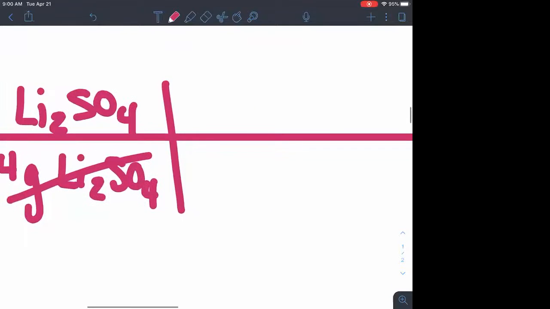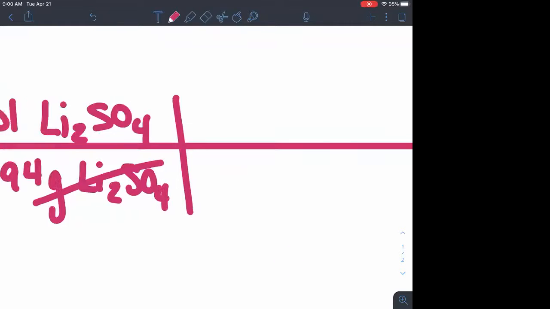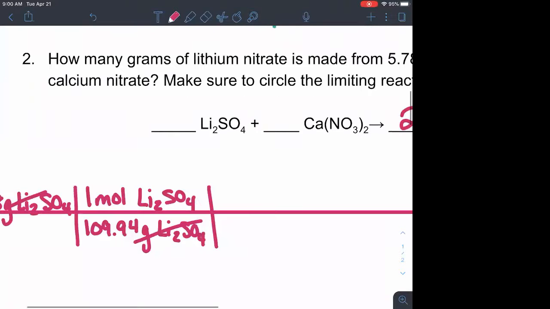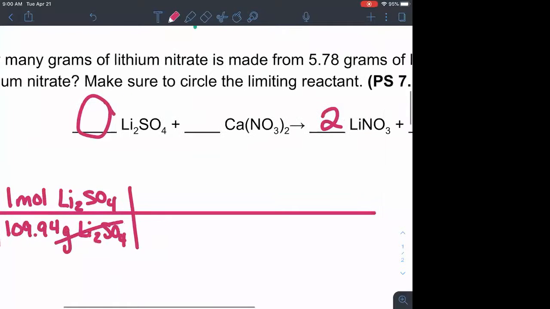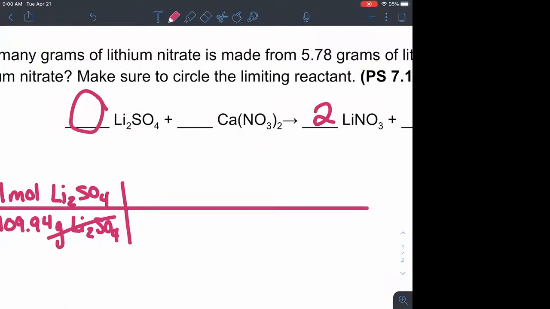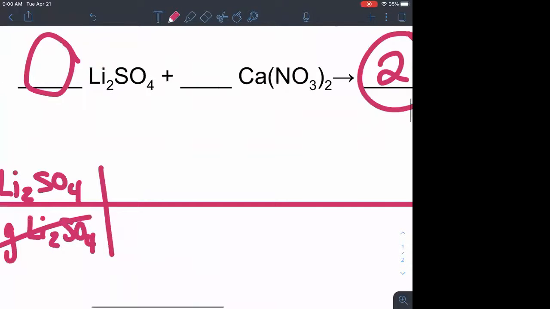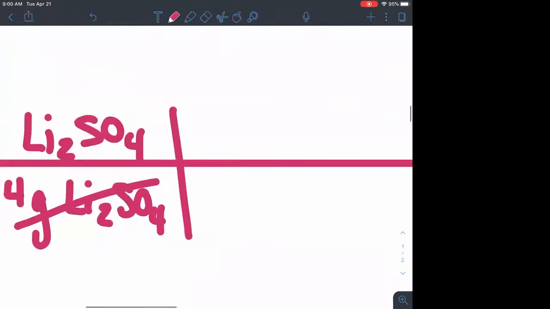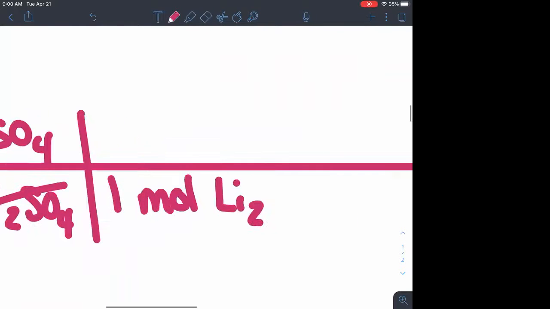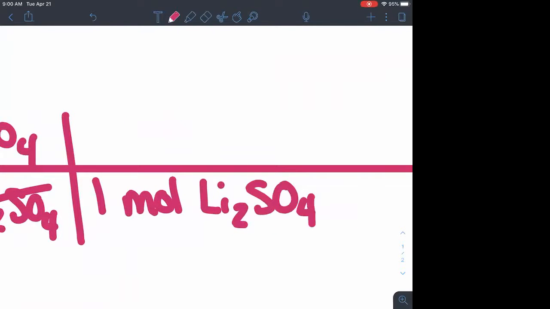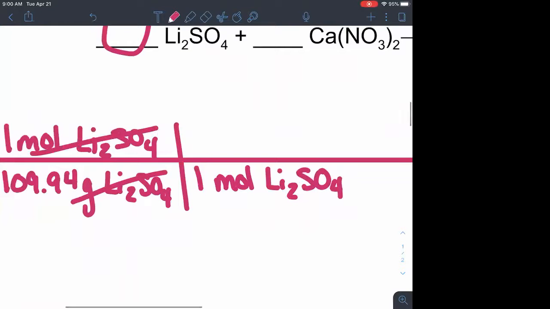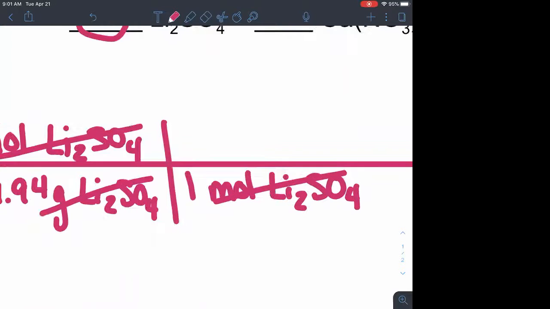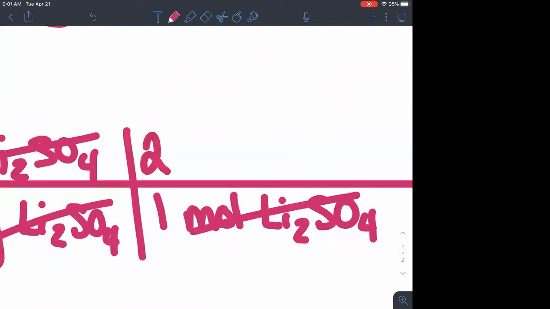We want to get to lithium nitrate at the end, so we want to use the molar ratio to go from moles of lithium sulfate to moles of lithium nitrate. If we look at our balanced equation, we have 1 mole of lithium sulfate is needed to make this reaction happen, and we'll make 2 moles of lithium nitrate during this reaction. So it's 1 mole of lithium sulfate on the bottom, because we want those moles of lithium sulfate to cancel, and we put our 2 moles of lithium nitrate on the top.